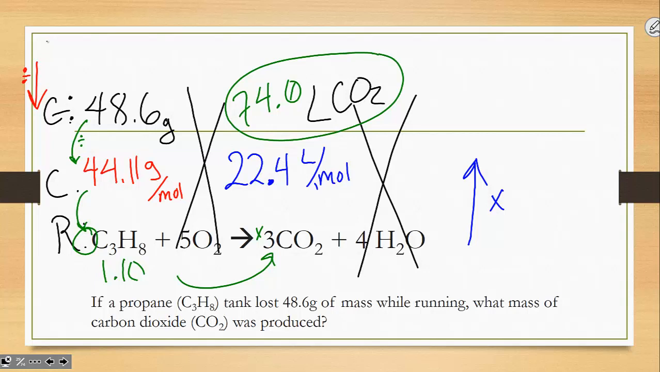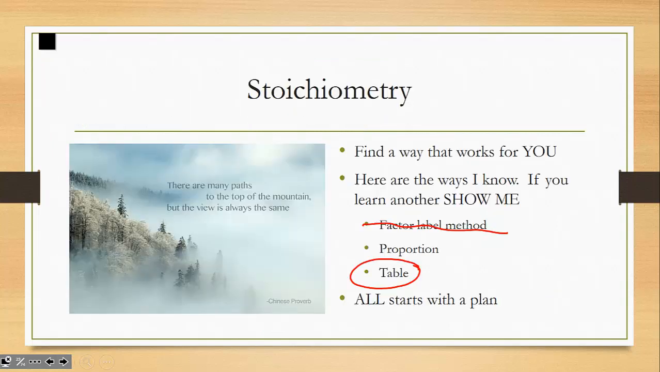A mole table can work just as well as your factor label method. Hopefully, this helps you with your stoichiometry.